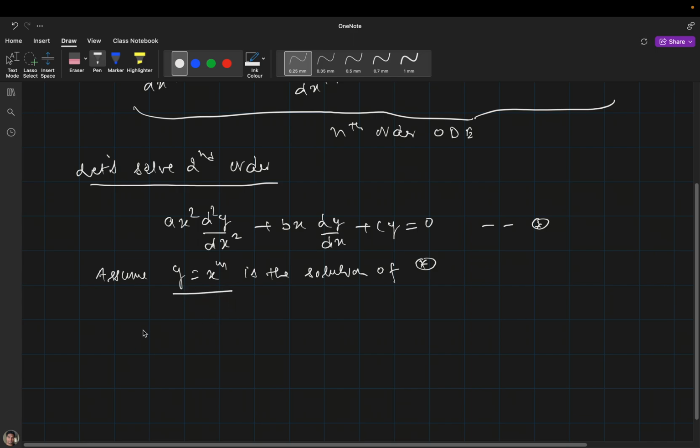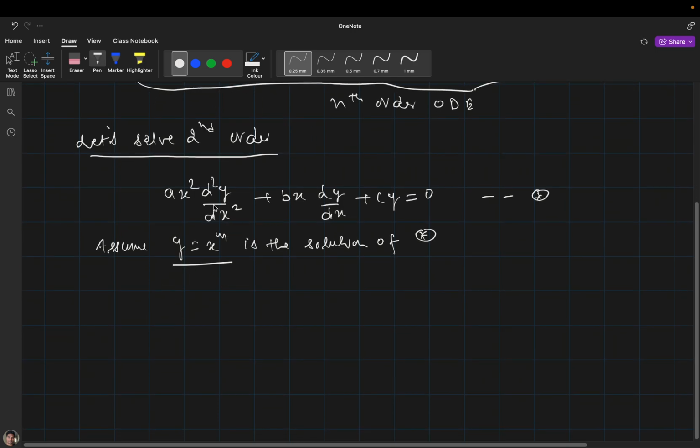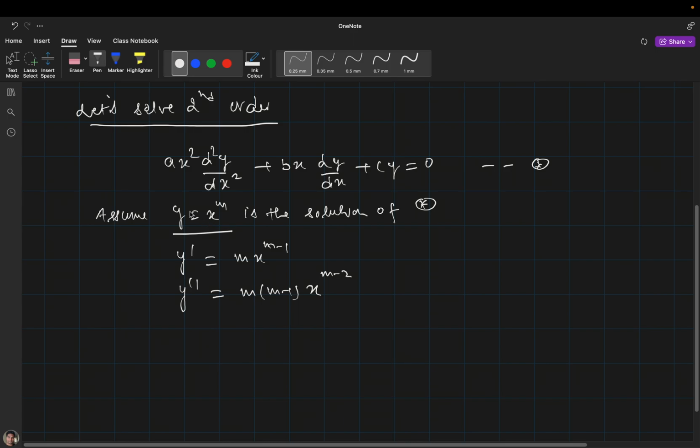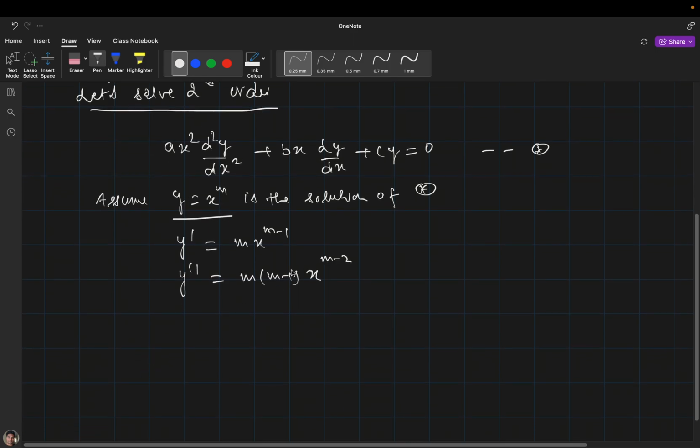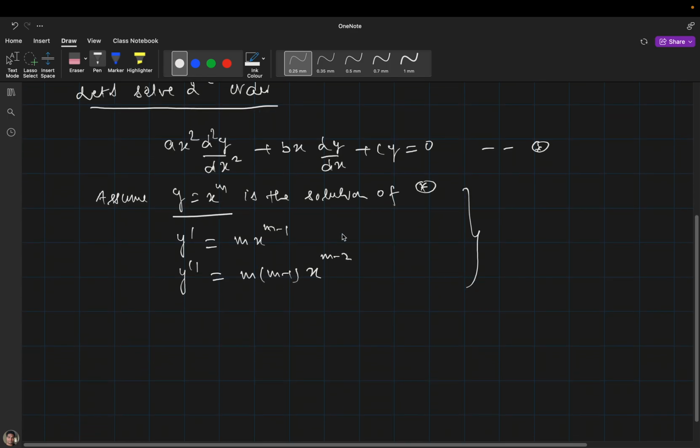Okay, so since we have assumed this, now we have to find the derivatives. So y dash will be what? m x raised to the power m minus 1. And y double dash will be m times m minus 1 x raised to the power m minus 2. And y is exactly like this. Now we will put all these three in the star equation.